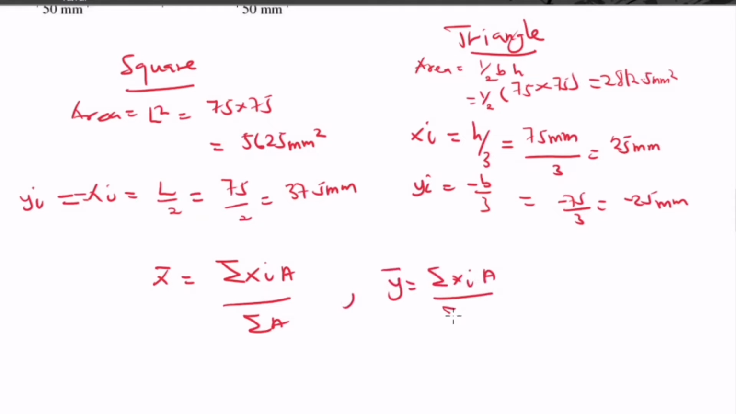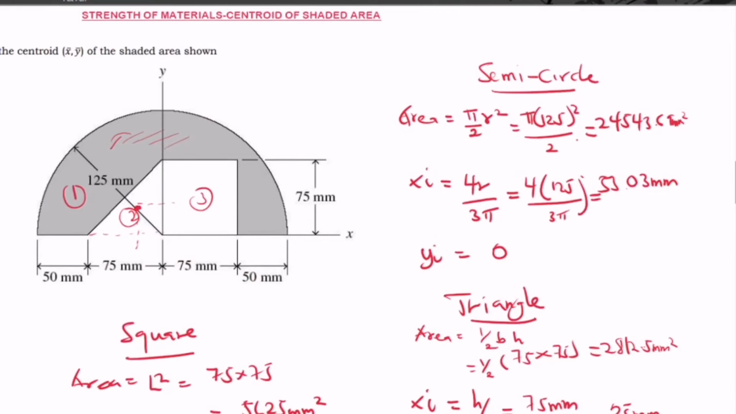Yi all over what? The summation of what? A. So in this case, we need to get a table. I've prepared a table down there, but before I started, I told you that when finding the centroid of the shaded portion, the area which is unshaded becomes negative. So this area here becomes negative when you're applying it on the table.